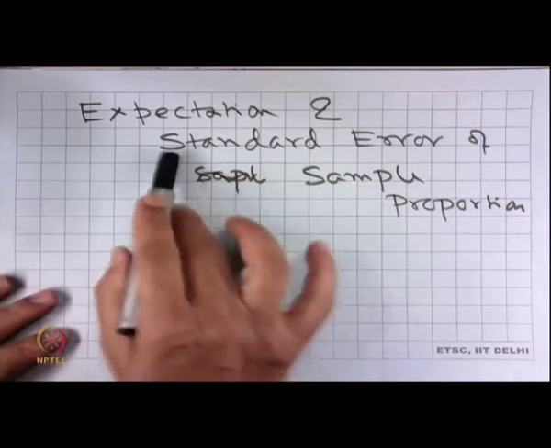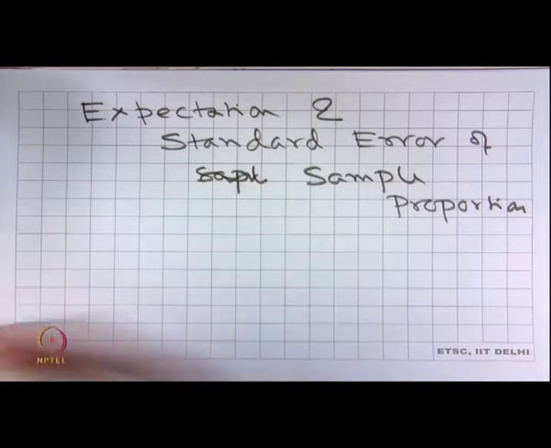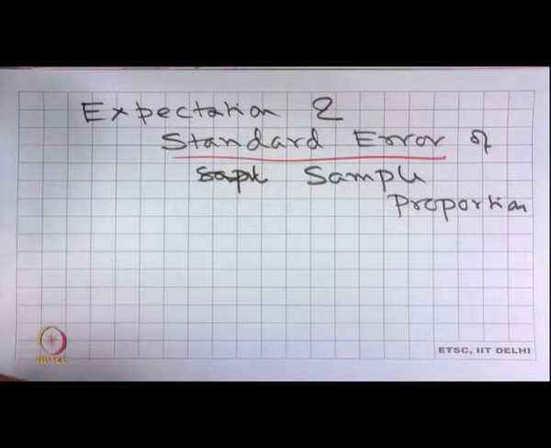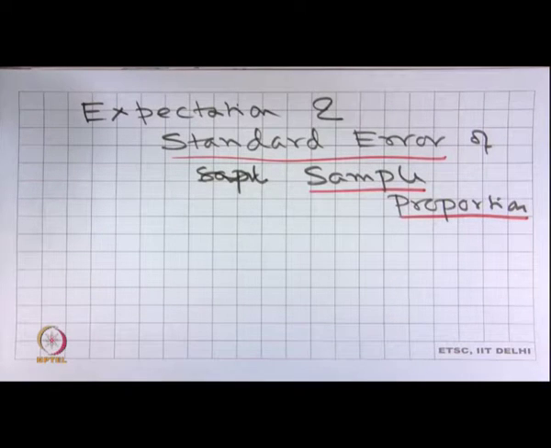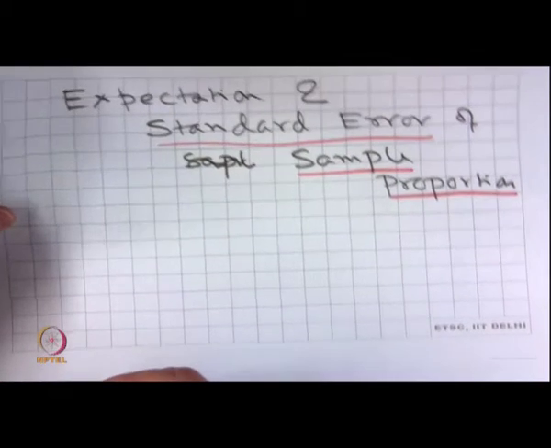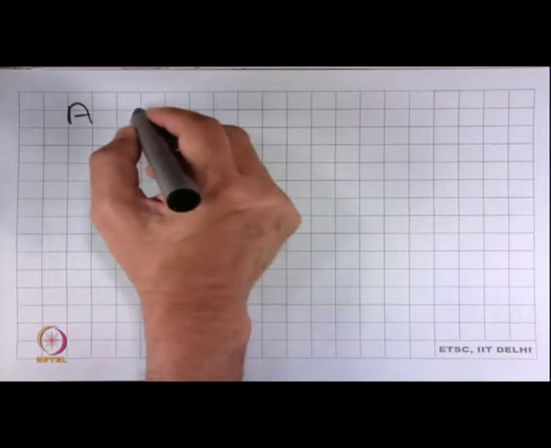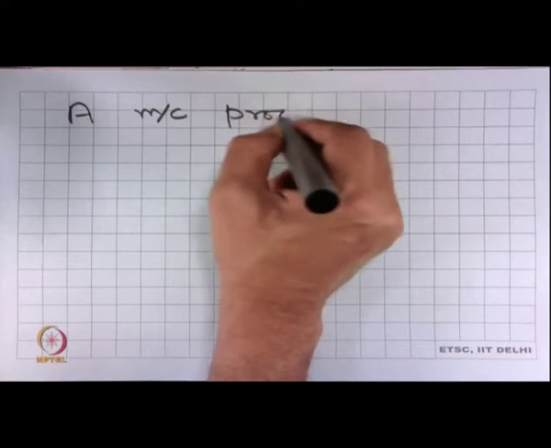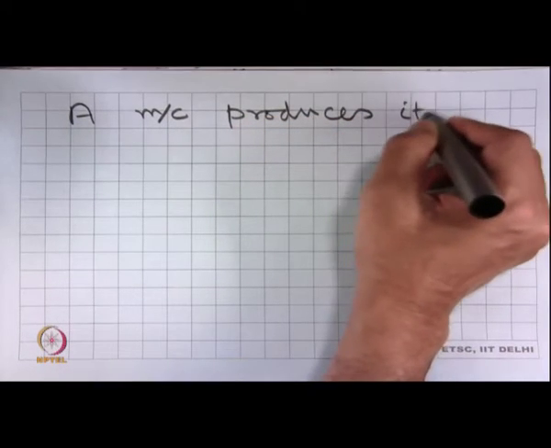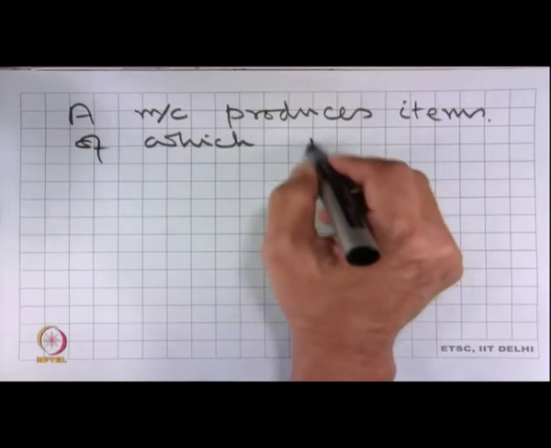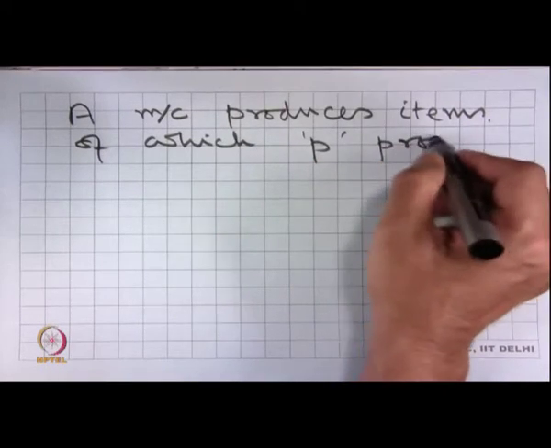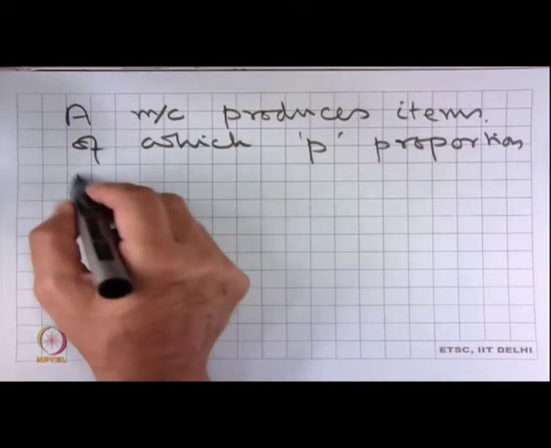Now, I introduced a new term, standard error. Standard error is nothing but the standard deviation of a statistic. Okay. So, in this problem, I am focusing on sample proportion. Consider the problem that a machine produces items, of which p proportion is defective.